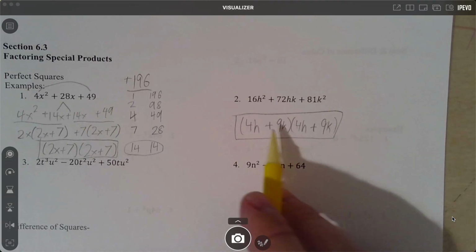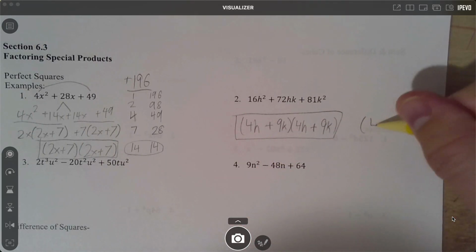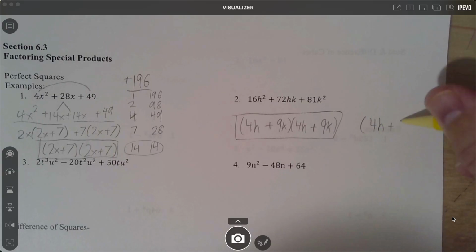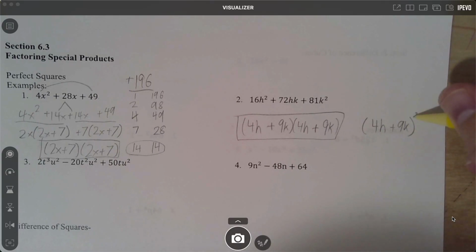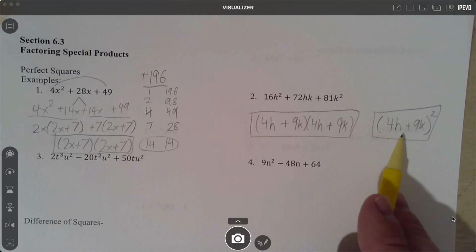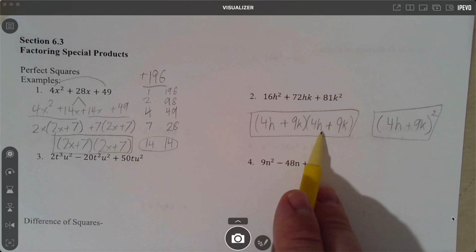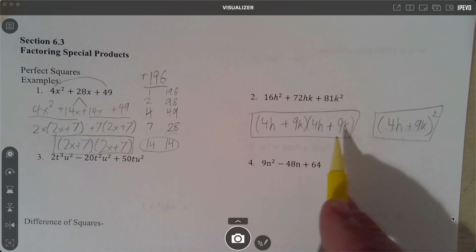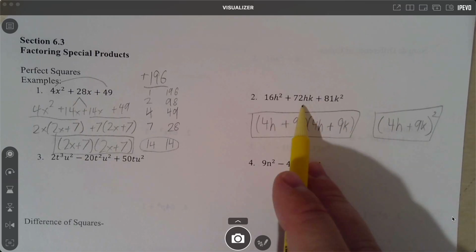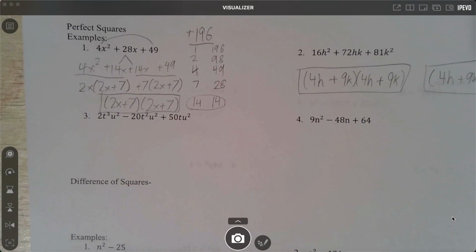Now, of course, you don't have to write these twice. You could, if you wanted to be a lazy mathematician, write it as one parentheses squared. And I'm going to write that down again just to remind us that when you see something like this and it wants you to expand it, you need to write it twice so that you see the foiling process and you get those 4 terms that have a like term in the middle that combine to make your 72. All right, let's move on.